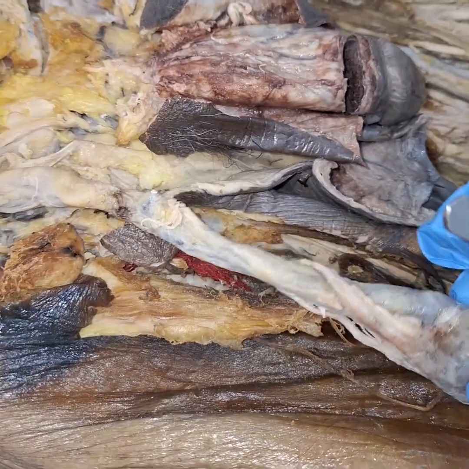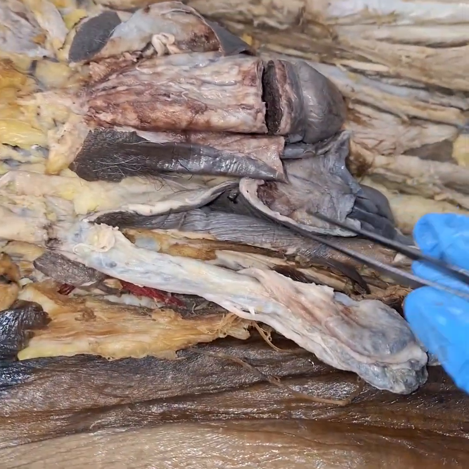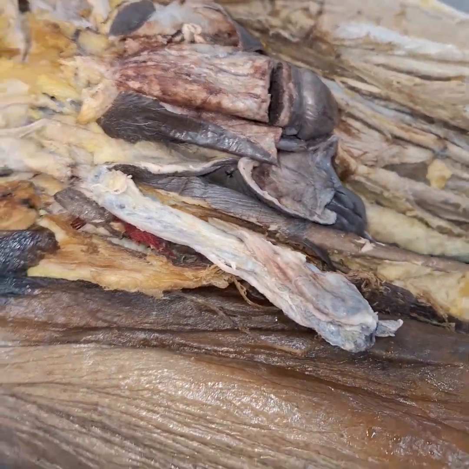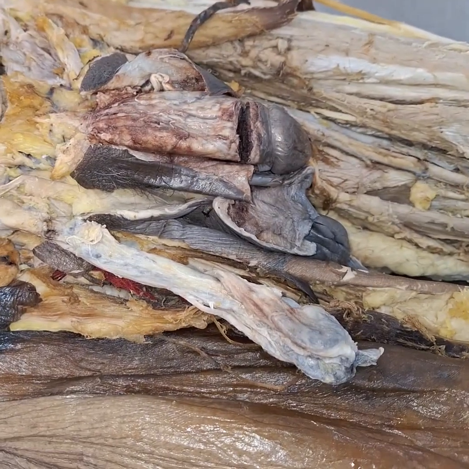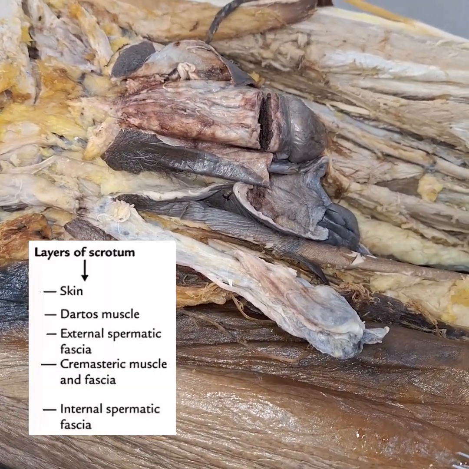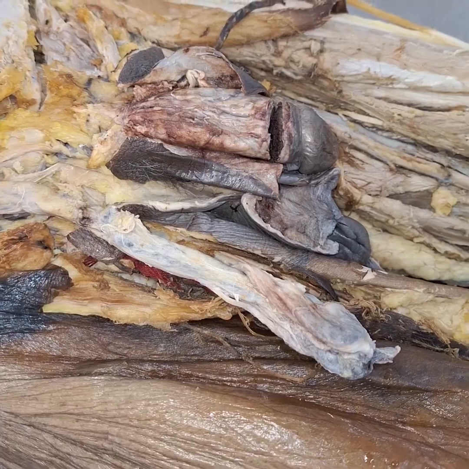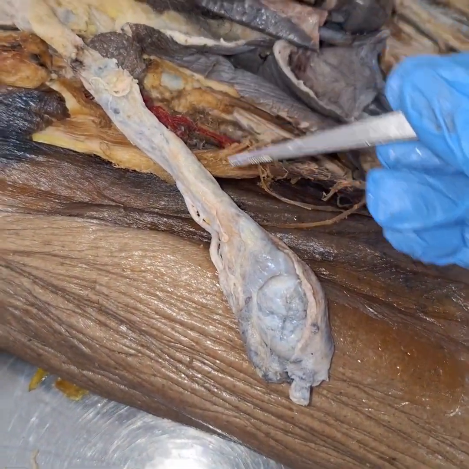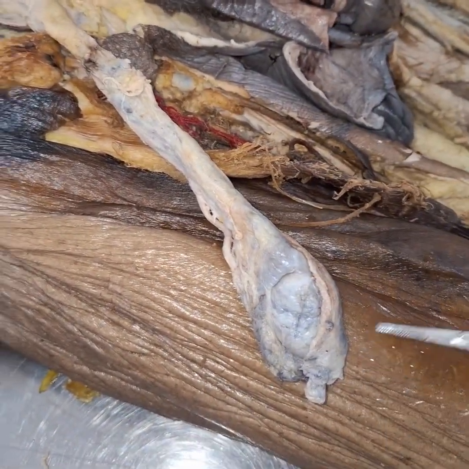See, we have exposed the testis. Now the layers of the scrotum are seen as a continuation of the layers of the anterior abdominal wall, and that is why the scrotum is also called the second abdomen. Now this is the spermatic cord, this is the testis with its covering.